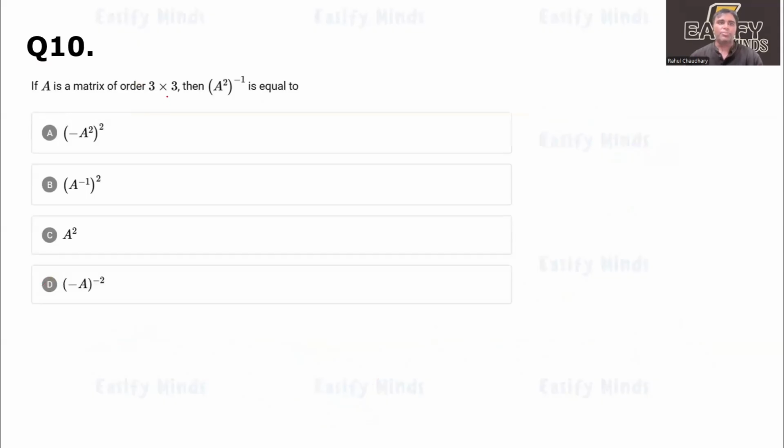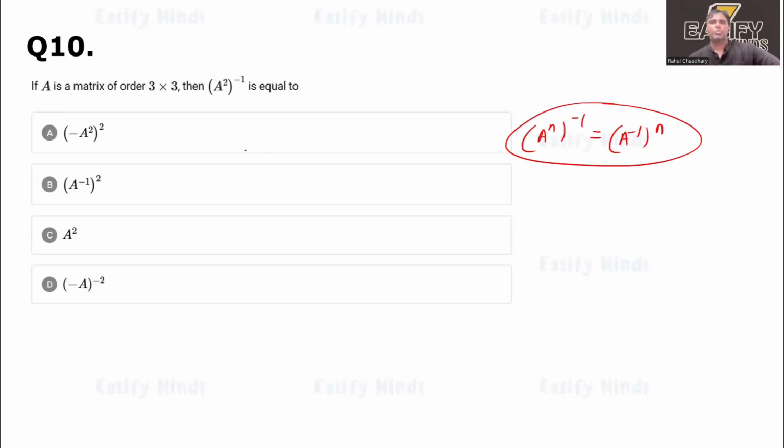If A is a matrix of order 3 into 3, what is A square inverse? Four options are given. Very much easy. Yes, it is a simple property, nothing else. A power n inverse, I can write as A inverse power n. So A square inverse, I can write as A inverse square. This is A square inverse. So this option is wrong, this option is also wrong, this option is also wrong. Option B. Very easy problem, right? So we have the answer as option B.